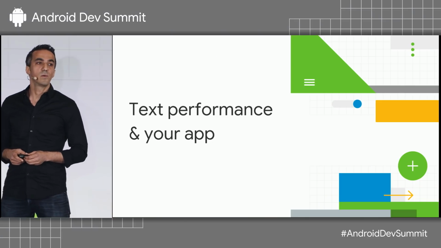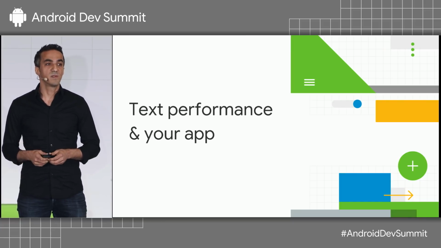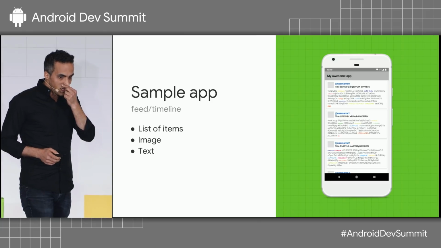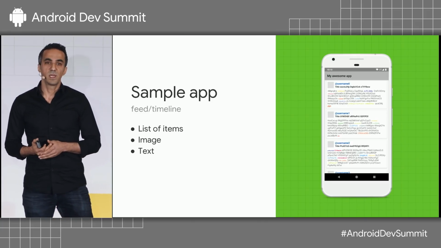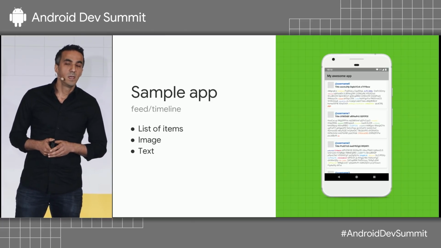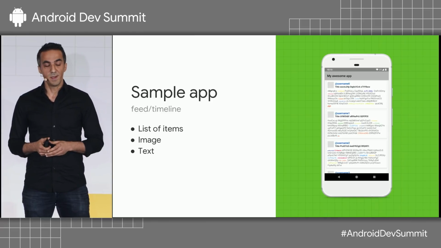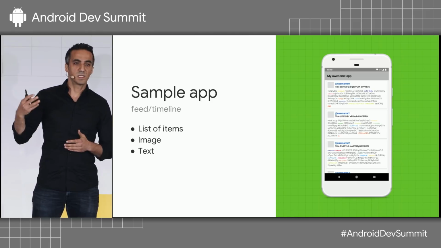And today, I would like to talk about why improving your text measurement performance is important for your overall app's performance. In order to do this, I wanted to gather some numbers, and therefore I wrote a simple sample app that has a feed, and it's very similar to the applications that we use every day. It has a list of items, and each item has an image and some text in it.